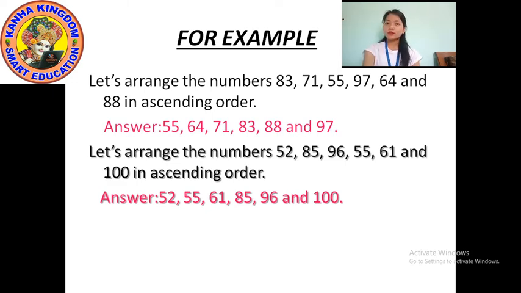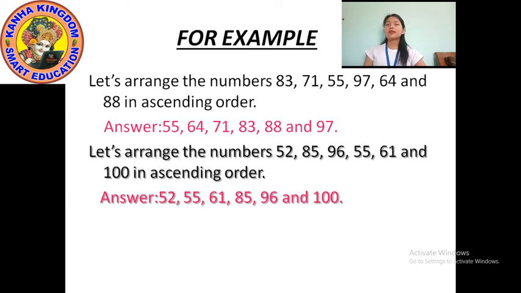After 55, 64 is the second smallest number. Okay, after 64, which number is smallest from 83, 71, 97 and 88? Which number is it? 71, right? So after 64, 71 is the third smallest number. The first smallest number is 55, the second smallest number is 64, and the third smallest number is 71.